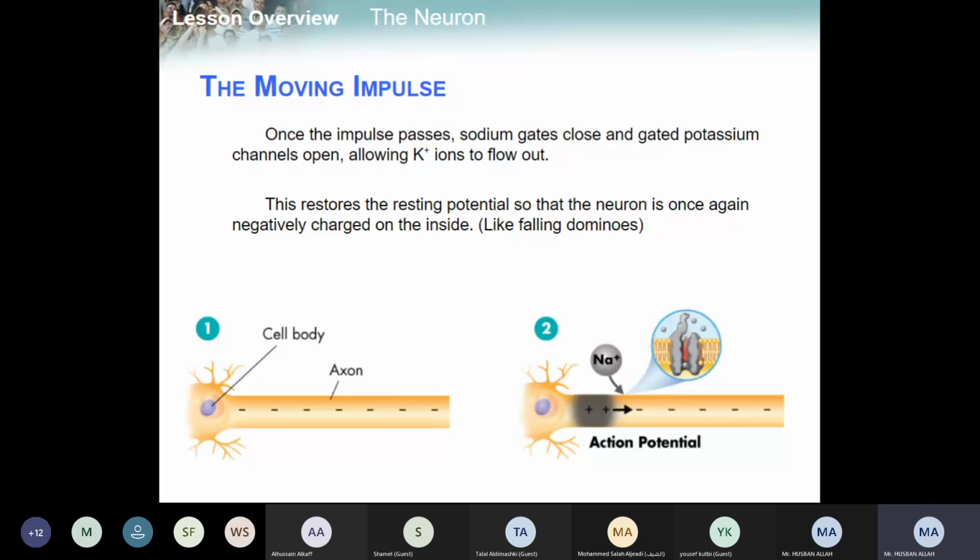Clear? If you have any doubt in this, you can ask me. Is it clear?